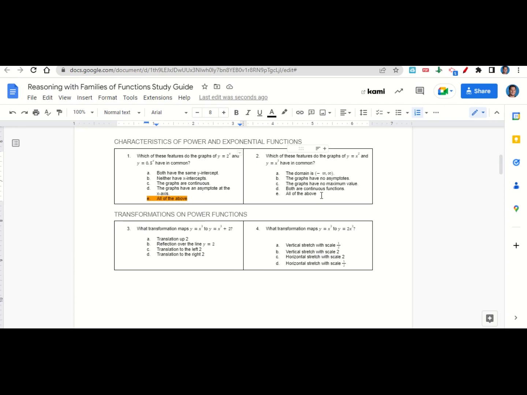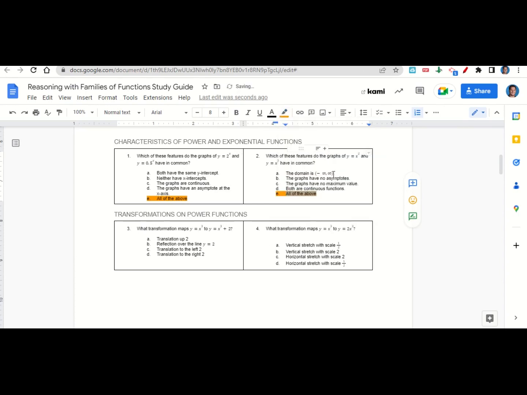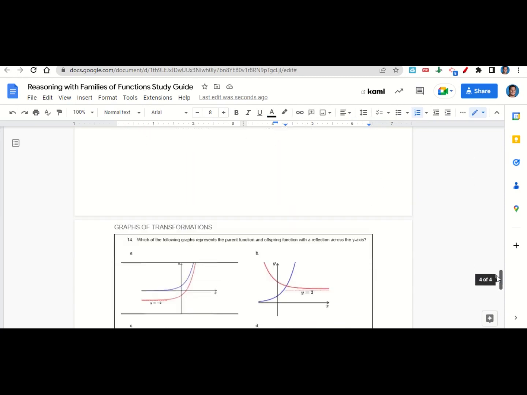The graphs have no maximum value. That's true as well because these both go up infinitely, and they're both continuous. We know that's true. So this is all of the above. So we go ahead and highlight it, go to our highlighter tool, and we're going to make it orange or any color that you want. And then we're going to continue to answer these until we finish the assignment.